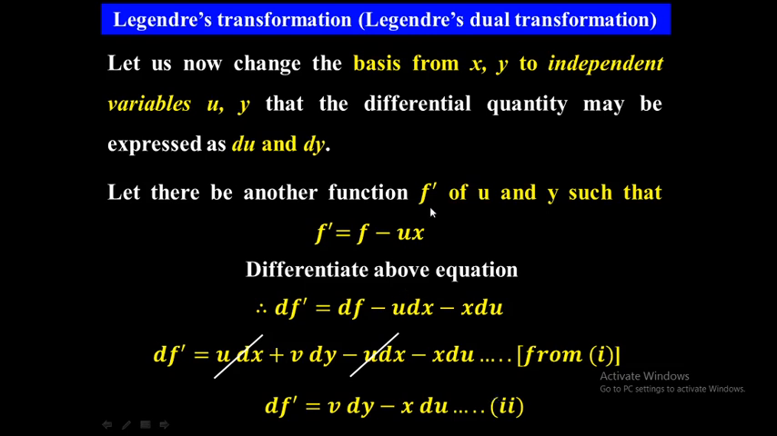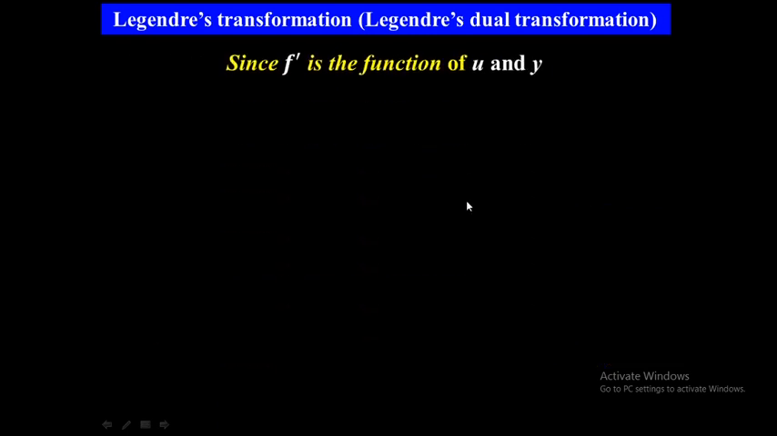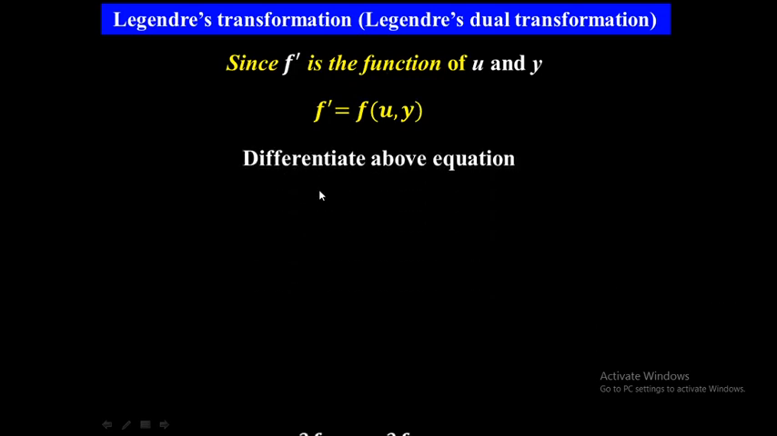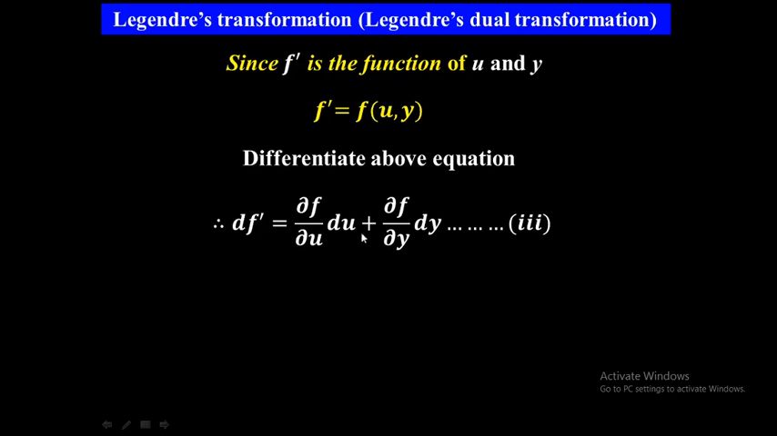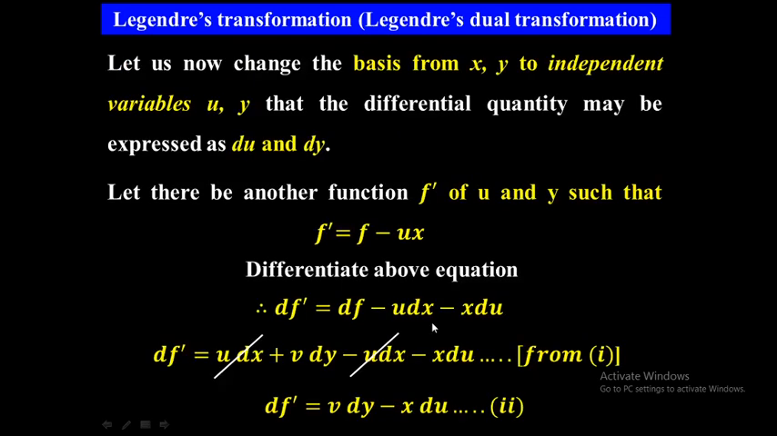Now we have already considered that f dash is a function of u and y, so f dash can be written as f dash equals f(u, y). If we differentiate this equation, we get df dash equals del f dash by del u into du plus del f dash by del y into dy. Suppose this is equation number 3. Similarly, from equation number 2 we got df dash equals v dy minus x du.